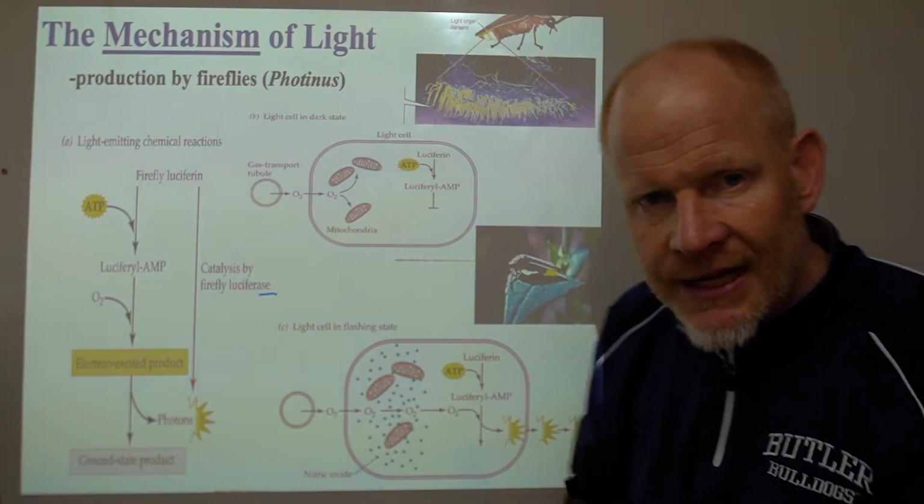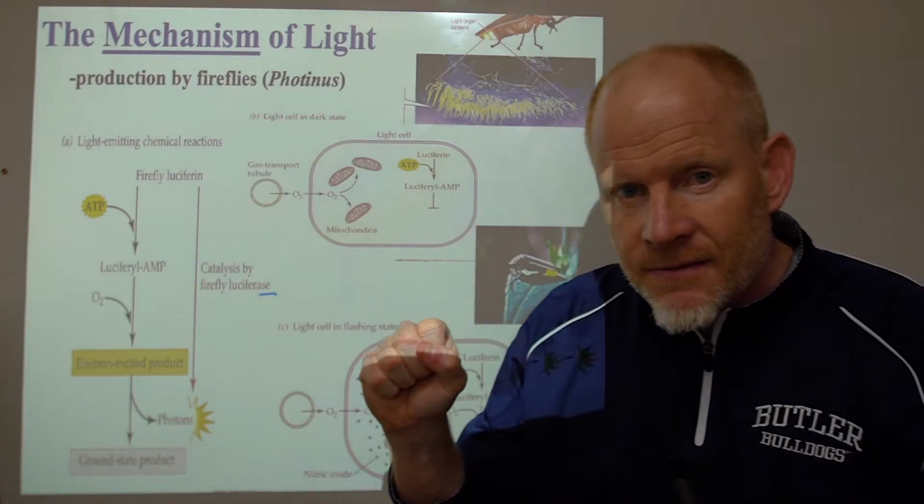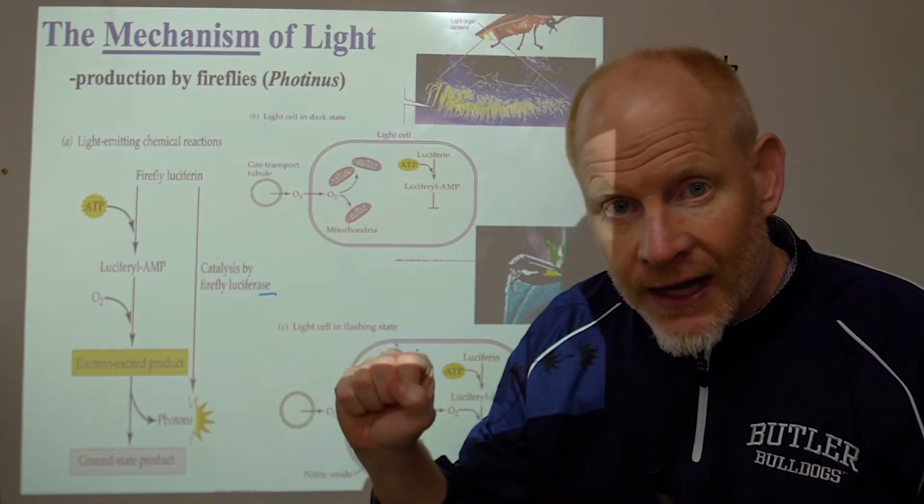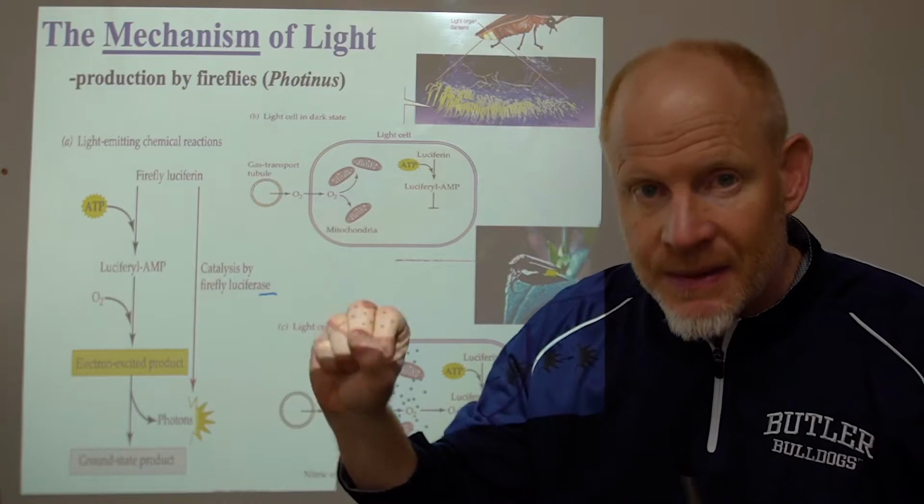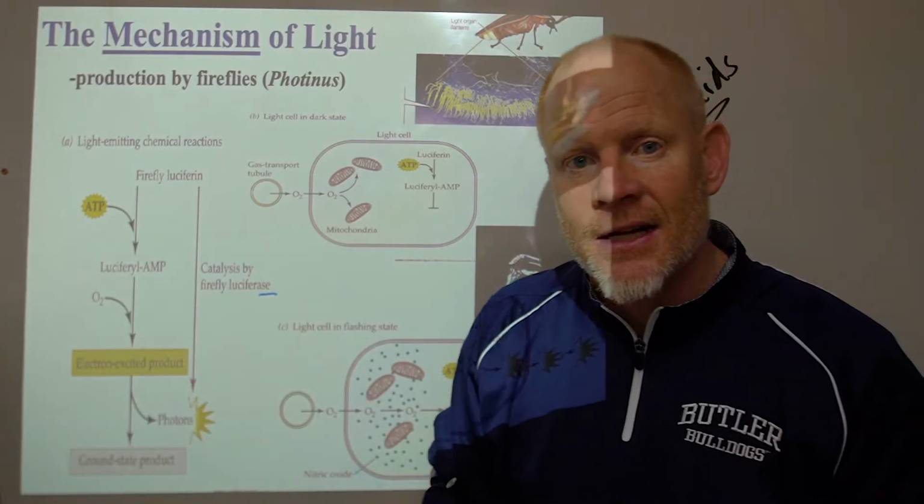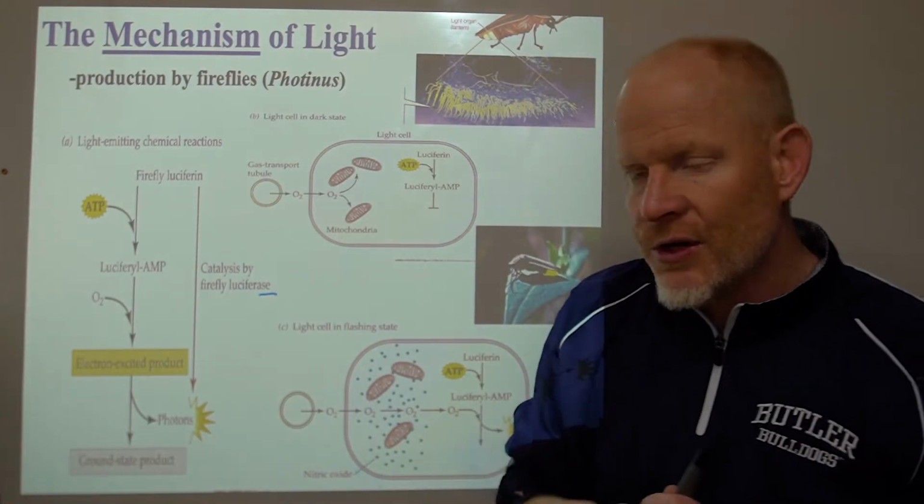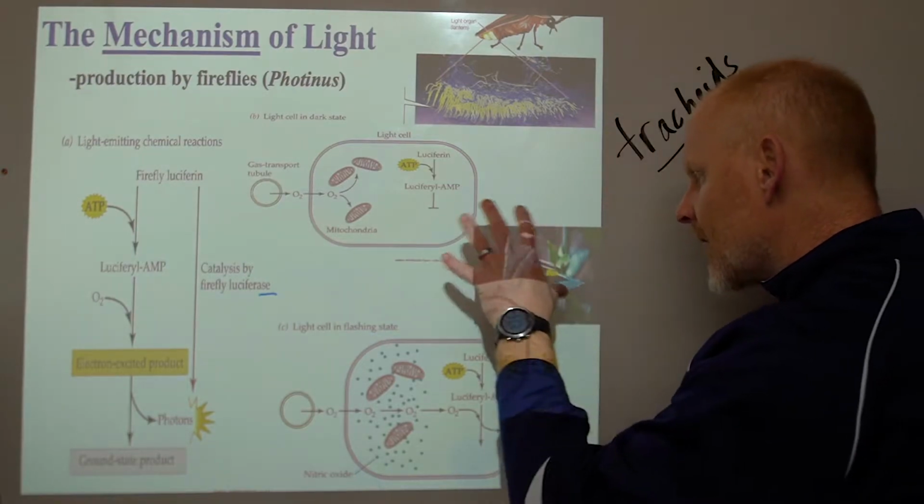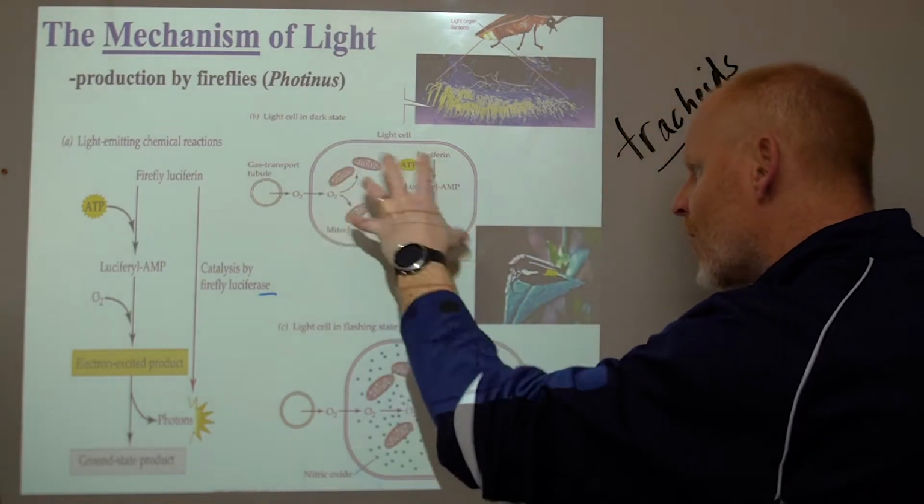Now, the question is, fireflies flash their bulb, right? They flash their light organ. They flash it at certain speeds, at certain cadences. And the reason they do that, you'll learn in a minute. But how do they do that? How do they control the oxygen, right?